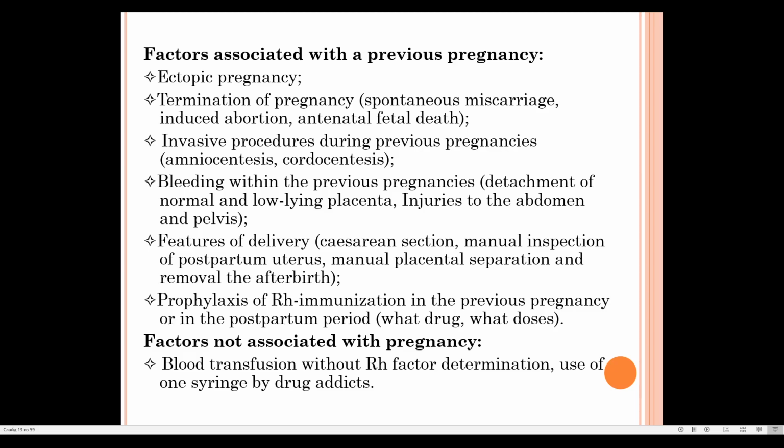Features of delivery. It means, for example, cesarean section, manual inspection of postpartum uterus, manual placental separation and removal of the afterbirth. Prophylaxis of rhesus immunization in the previous pregnancy or in the postpartum period, and important information on what drugs were used or what dose was used. Factors not associated with pregnancy are blood transfusion without rhesus factor determination and use of one syringe by drug addicts.